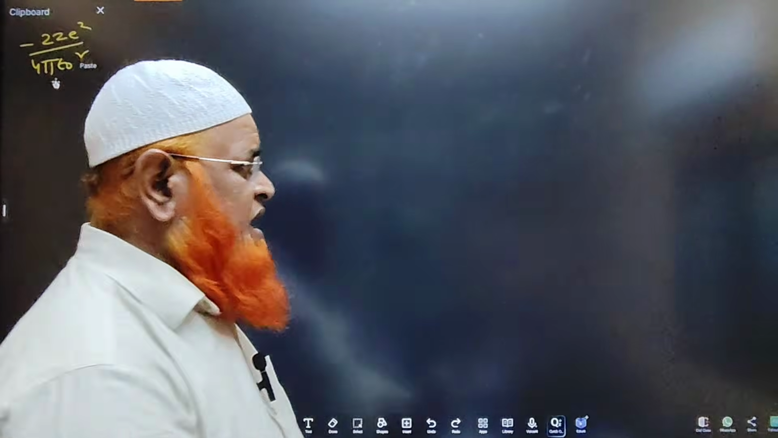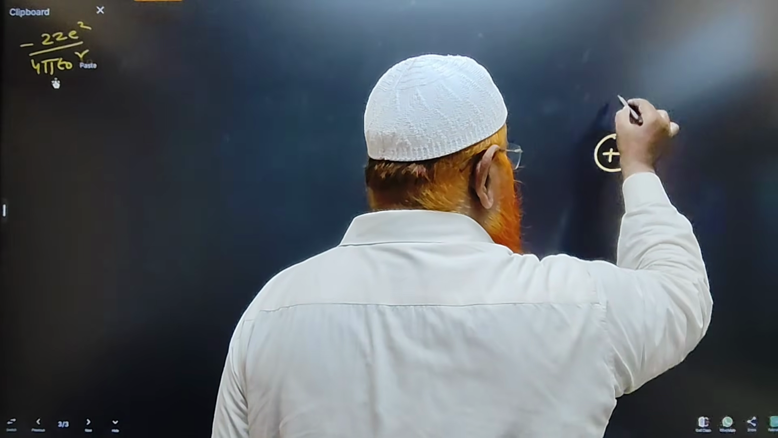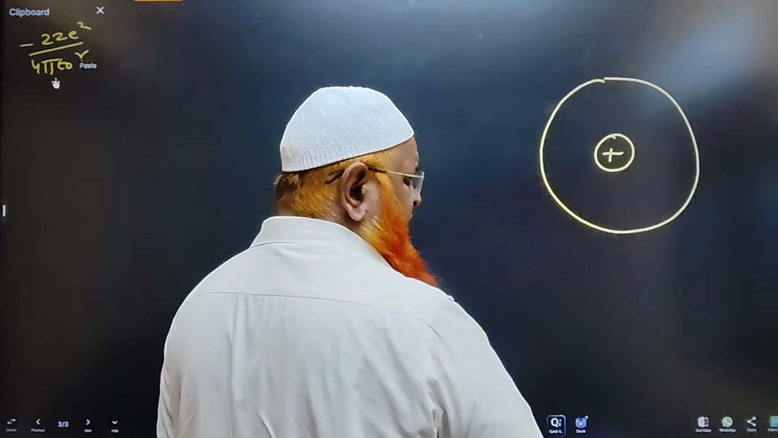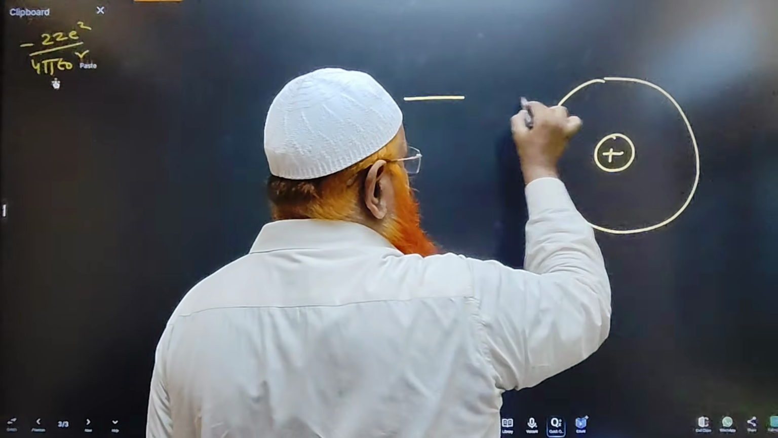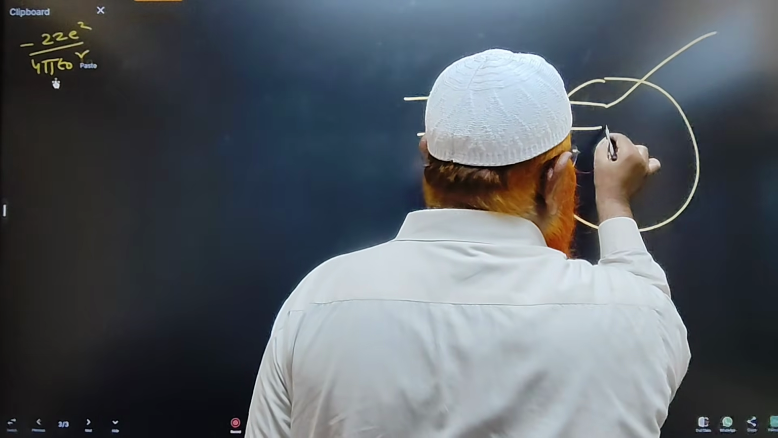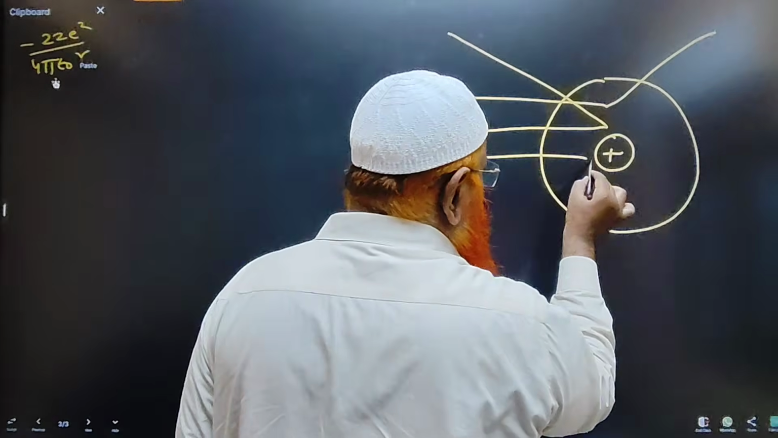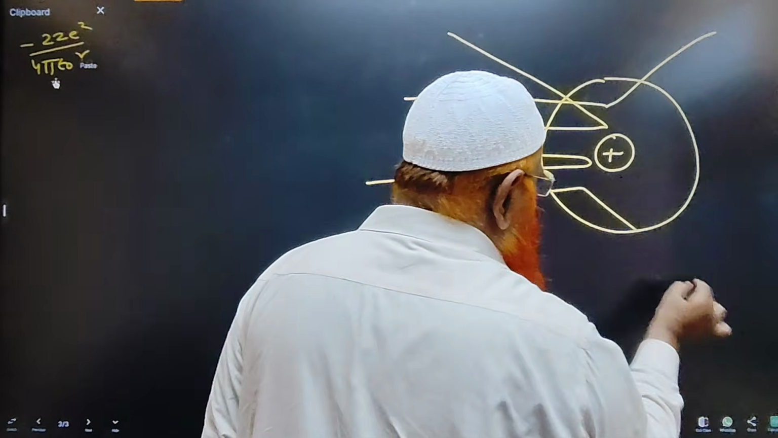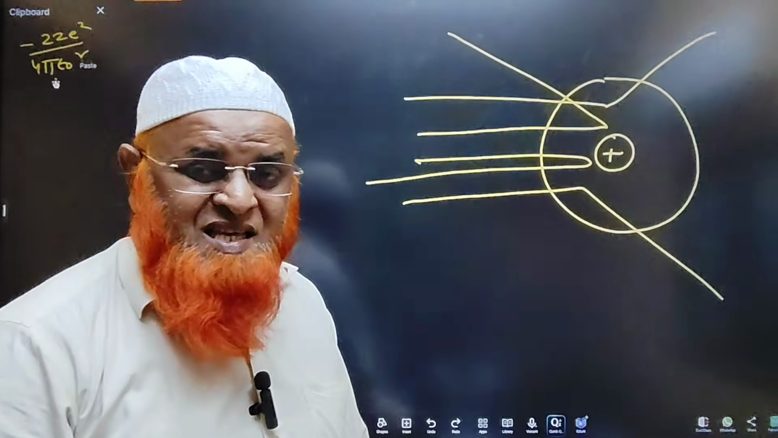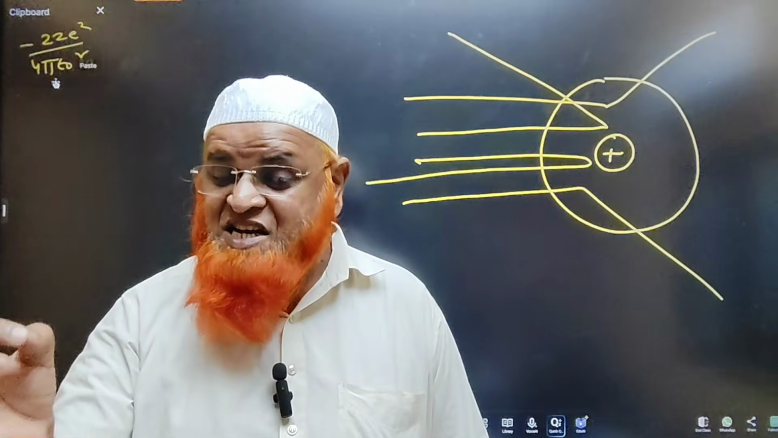So in an alpha ray scattering experiment, a nucleus and an atom is considered. All the alpha particles will deviate. Some of them will deviate with greater angle, some of them go and come back, and some of them go with different angles. These are all called scintillations.